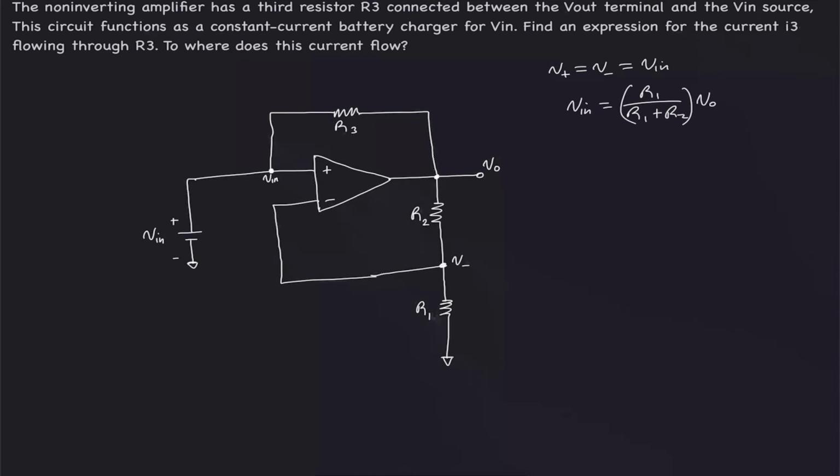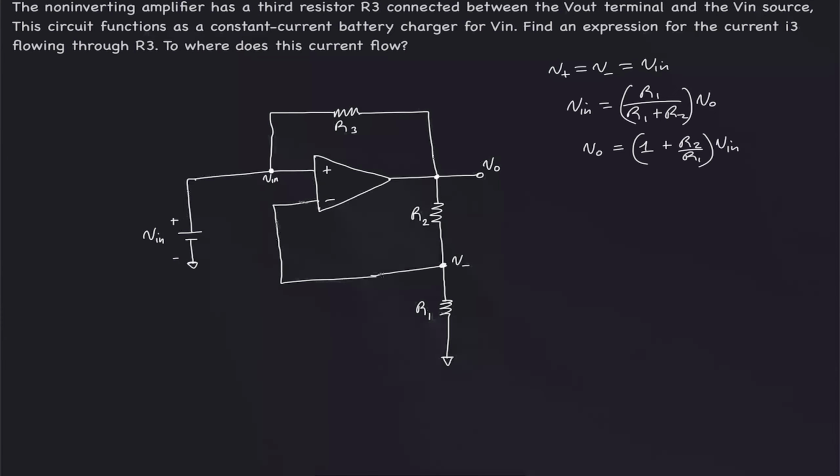Because we want the current through R3, and we know the voltage at V in and the voltage at V out, we can use the difference between those two voltages divided by the total resistance in that branch. So V out is R1 plus R2 all over R1 times V in. R1 divided by R1 gives 1, so V out equals 1 plus R2 over R1 times V in.